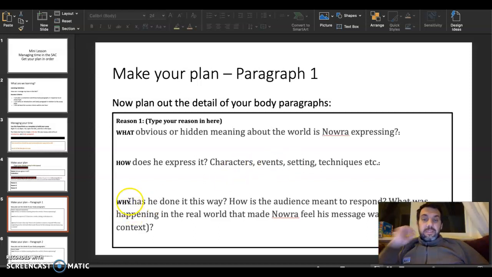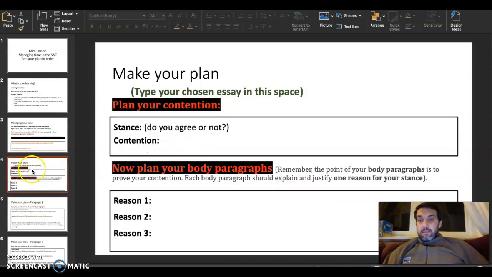Why is he doing it this way? Again, how is the audience going to respond? What is happening in here? Again, you're explaining. You might have to do this twice within the paragraph to get your point across. But this will get you doing TEAL. For people that were struggling with TEAL, this will help. When you have that done, you have your plan for paragraph 1. You move on to the next slide.